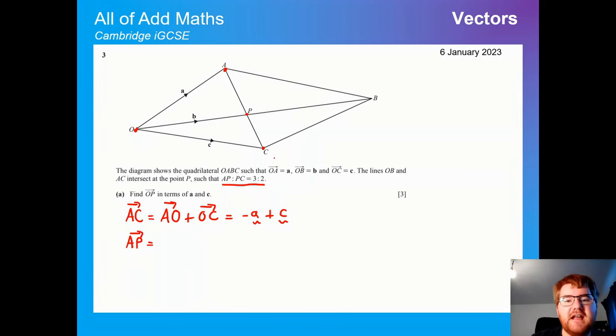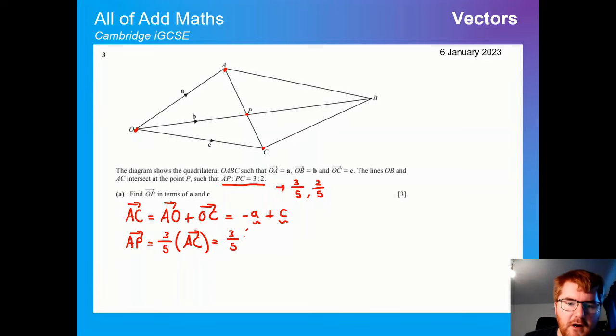Notice the vector AP is in the ratio of 3:2. In other words, the line is split into 3/5 and 2/5. The way I work that out: 3 plus 2 is 5, that's going to be my denominator, and then it's split into 3/5 and 2/5. So what does that mean for this question? Well, AP is going to be 3/5 of the vector we just worked out, which is AC. So the vector AP will equal 3/5 of AC, so 3/5 of minus A plus C.